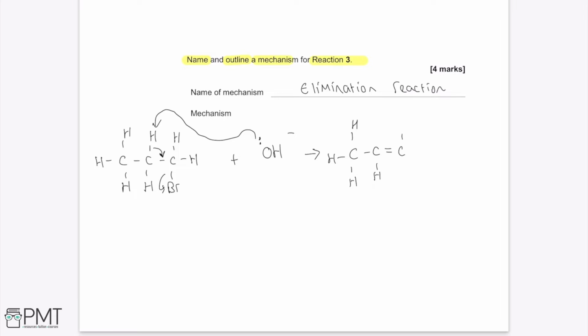We know this is correct as we can identify this as propene, which has the molecular formula C3H6, which is what is produced in reaction 3. For the marks, we get a mark for saying that the mechanism is an elimination reaction, and we get a mark for each of our 3 arrows, which gives us 4 marks for this question.